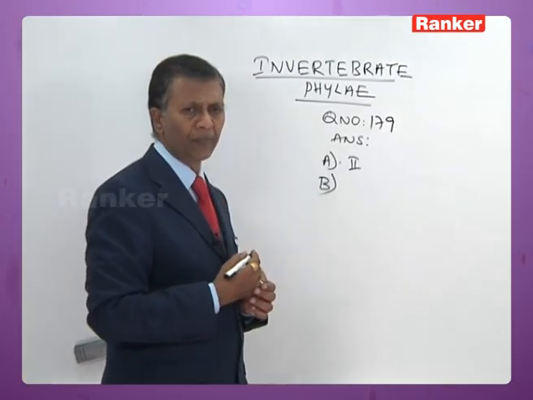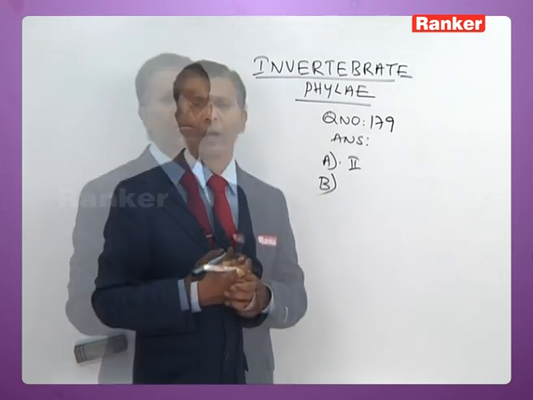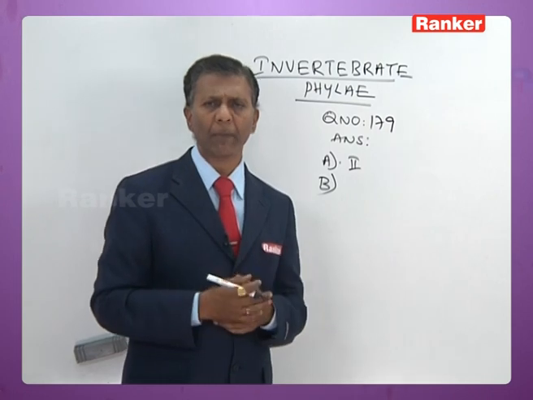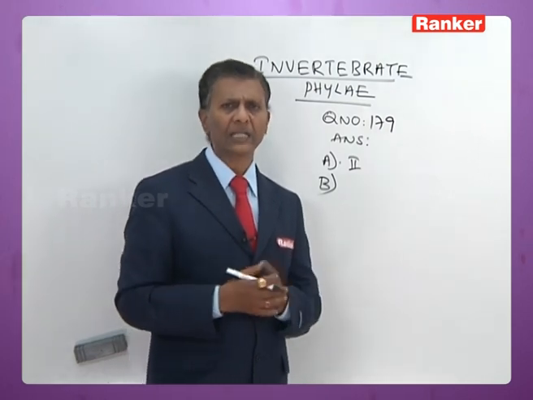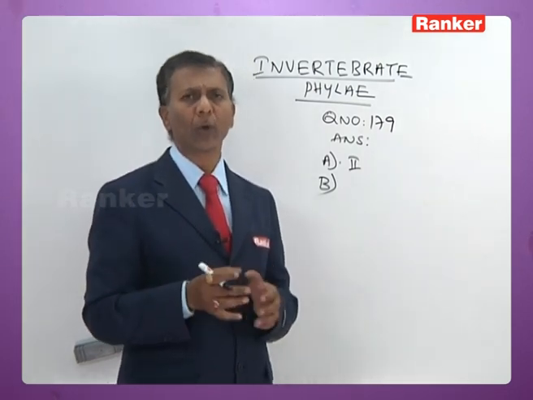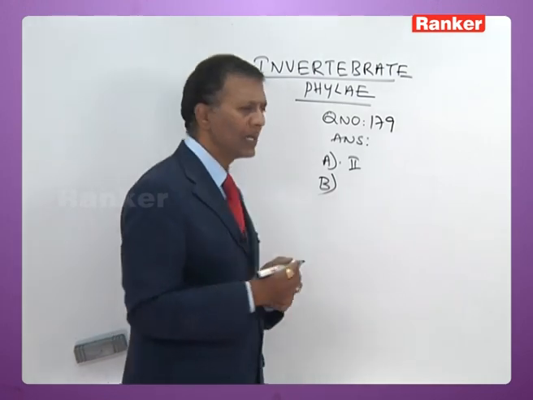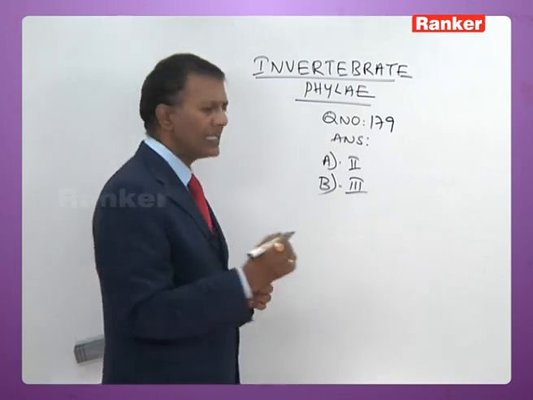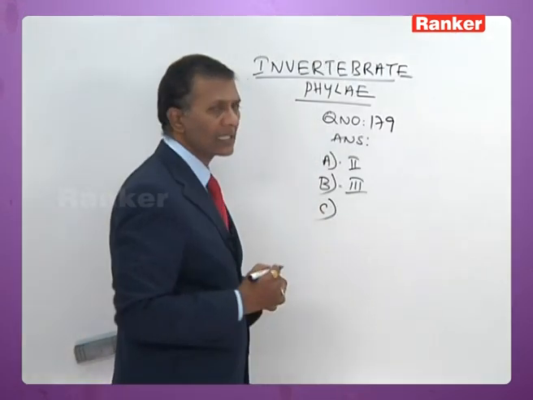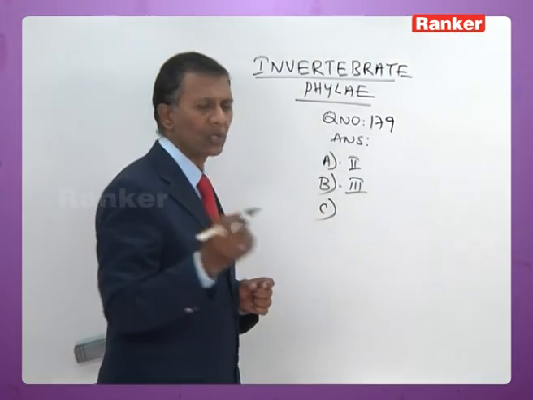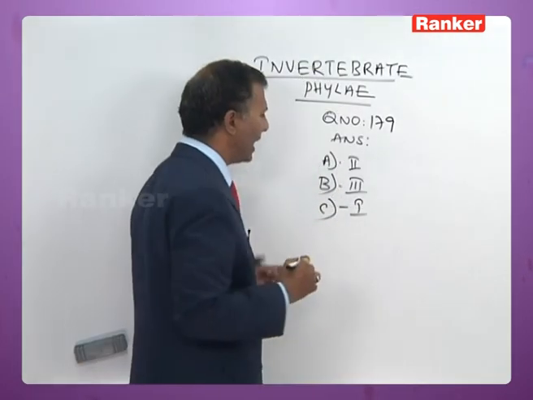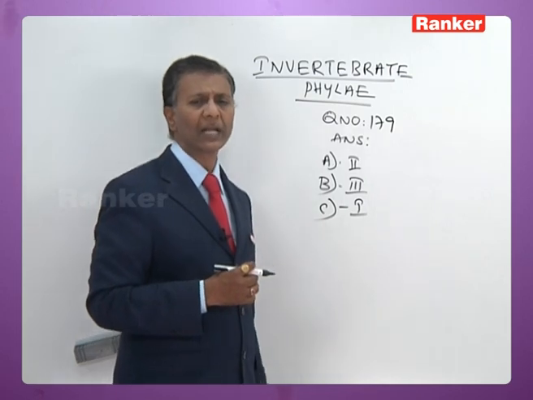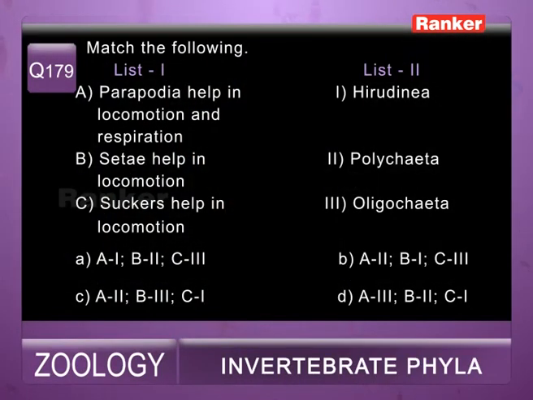Then B, setae help in locomotion, oligochaeta. The main locomotor organs in polychaeta are parapodia, even though there are setae in them, and the main locomotor organs in oligochaeta are setae. So obviously the correct answer for B is 3. Then C says suckers. Suckers are the locomotor organs in leeches. So 1 is the answer. So A2, B3 and C1, that is C. 179 question, correct answer is C.